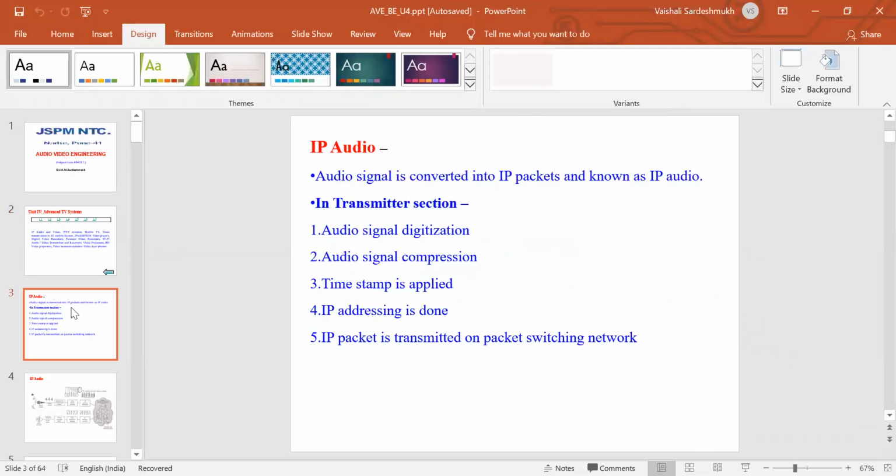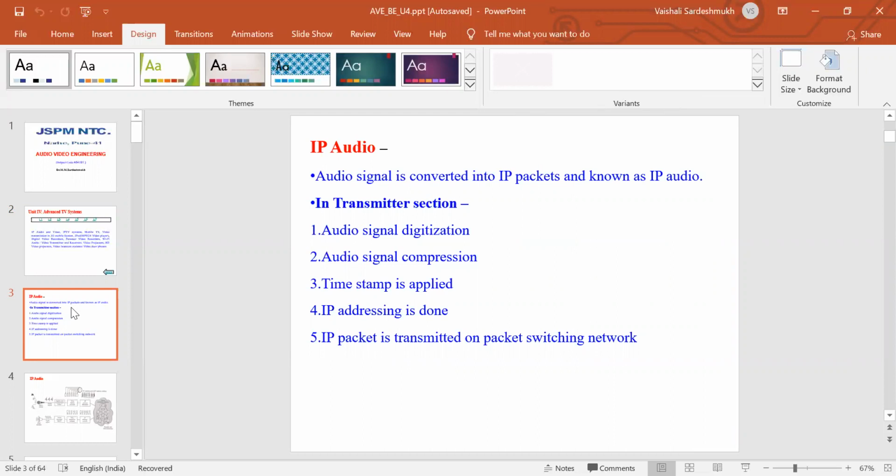So let us try to understand what exactly is meant by IPTV. IPTV is television over internet, which consists of two parts especially. One is IP on audio and another is IP on video. IP on audio consists of an audio signal converted to IP packets, which are known as IP audio.